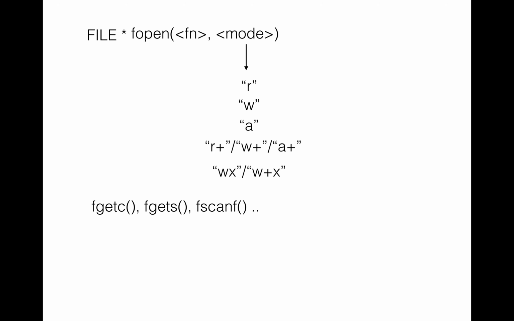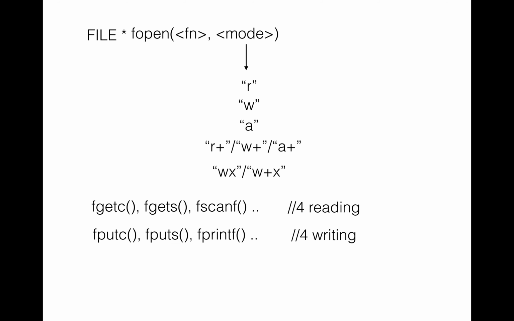Once a file is opened, we can use functions like fgetc, fgets, fscanf, etc. to read the contents from the file. Similarly, we can use fputc, fputs, fprintf for writing. After we are done with the operations on the file, we must use fclose to close the file.